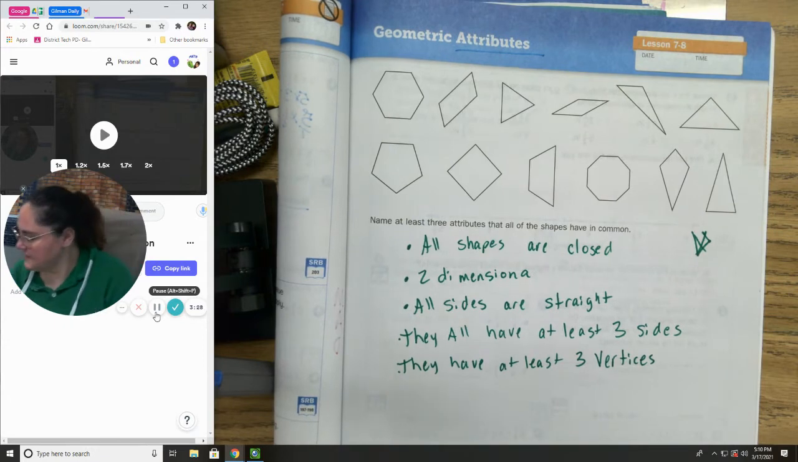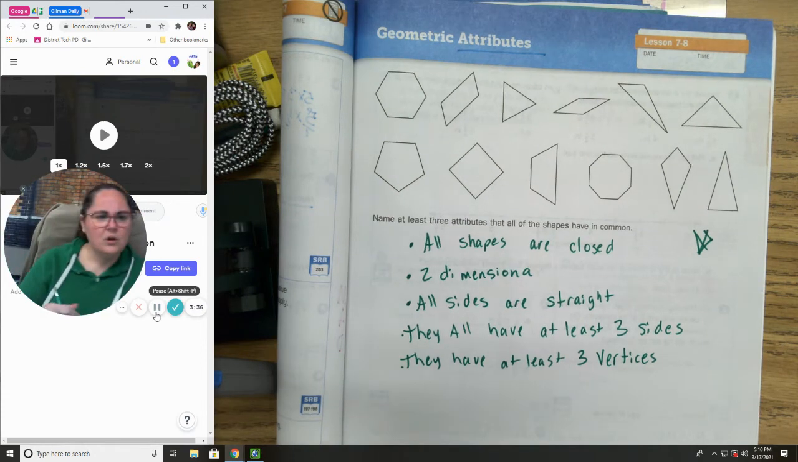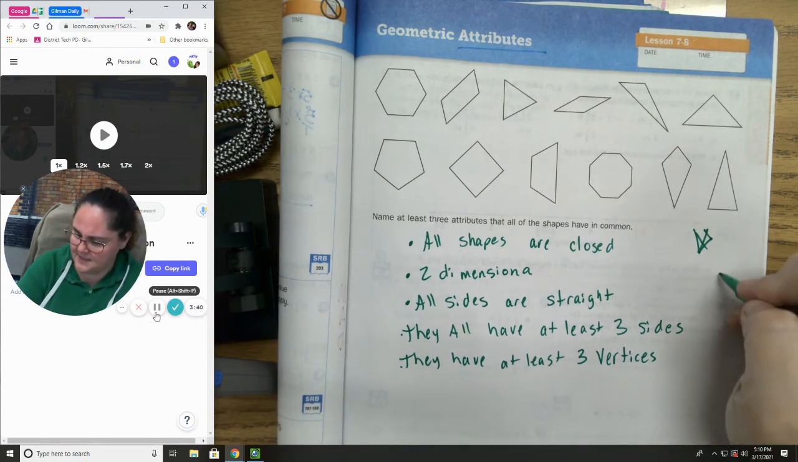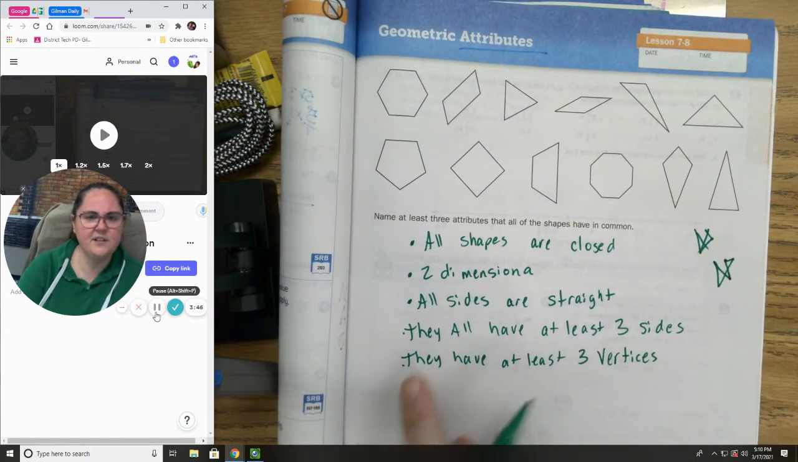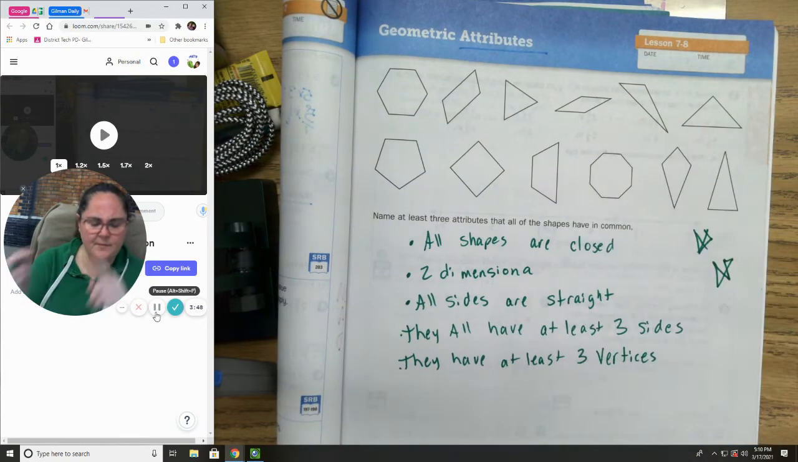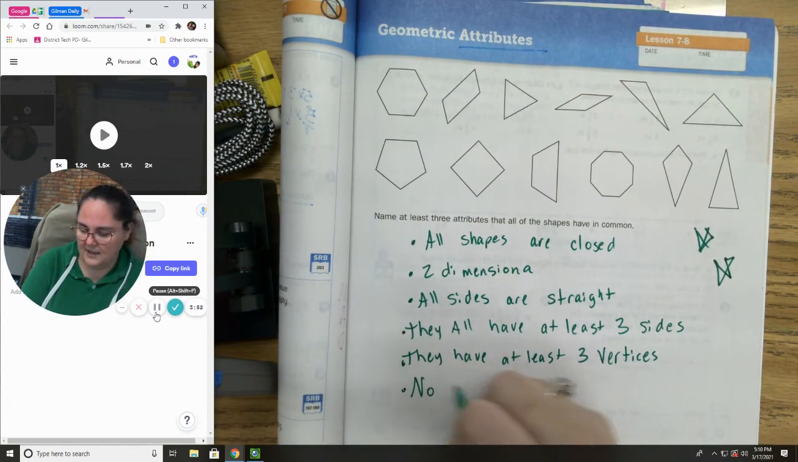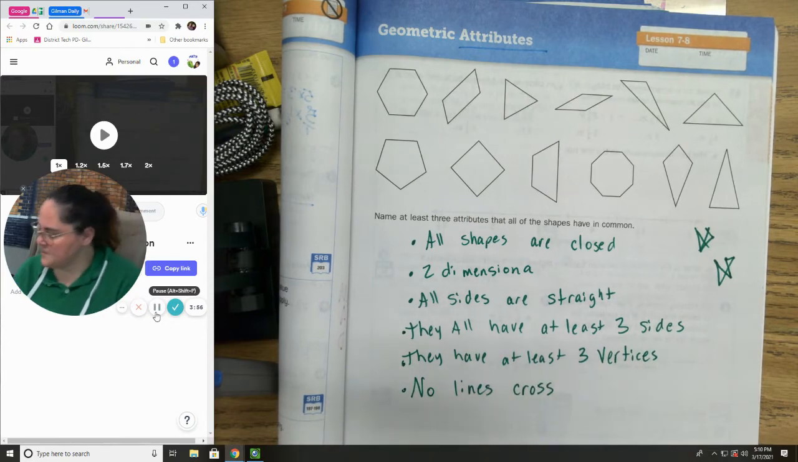Okay. Let's see. Do any of these have lines that cross, like this? No. So basically, none of the lines ever cross. They just come to a point, right? No lines cross. Awesome.